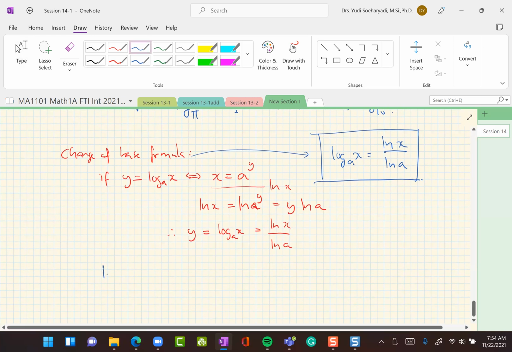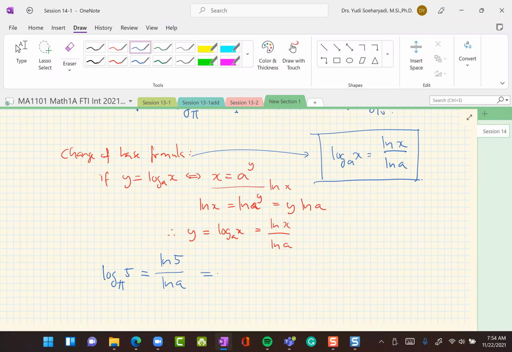So now you can compute that one. Sorry, log base 3 of 5 is nothing but ln of 5 divided by ln of 3. Okay, so you can compute this one using a calculator. For example, ln 5 divided by ln of 3. Then you can compute this one.